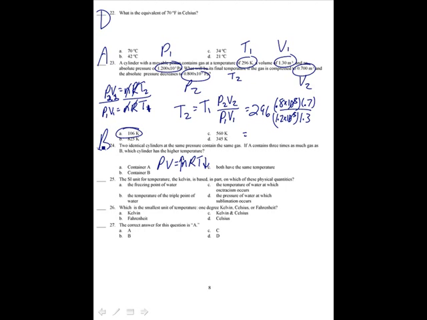The SI unit for temperature, the Kelvin, is based on which of these? It's not the freezing. It's B. Neither of these really means anything.